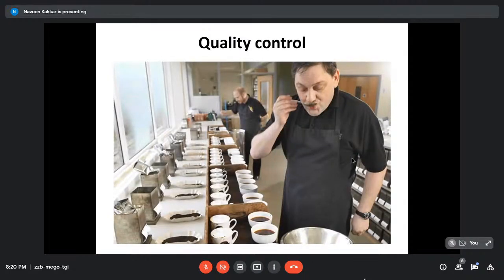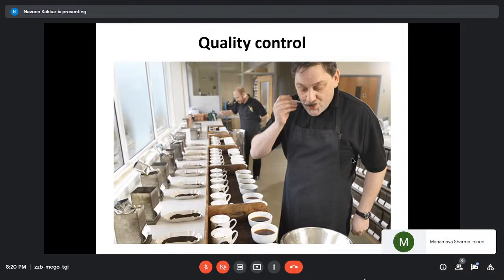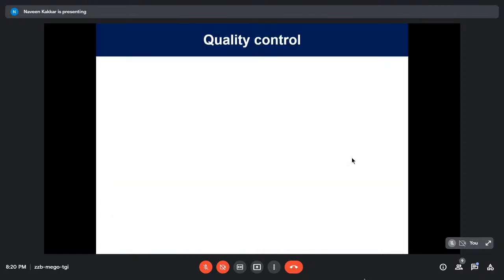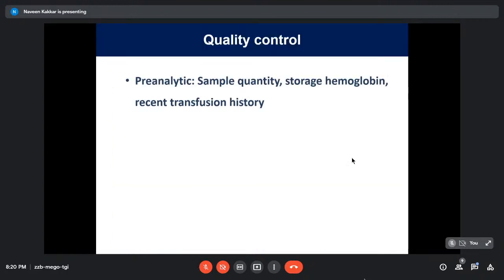Now, quality control. We are so obsessed, and the industry, your manufacturers, are so obsessed with quality control. It is important that we are also obsessed in the lab, especially dealing with a test which has so many important genetic implications. So when you look at quality controls, look at all 3 phases. In the pre-analytical part, look at the sample quantity. If your sample quantity is very less and the instrument has not aspirated much, or your amount of hemolyzate is less, you can get erroneous values.